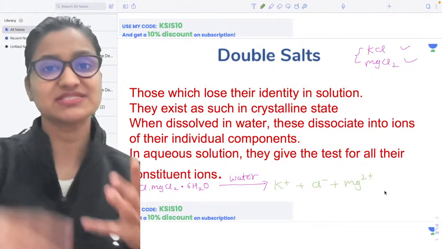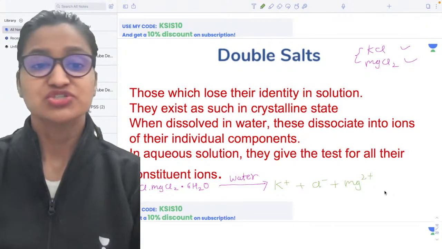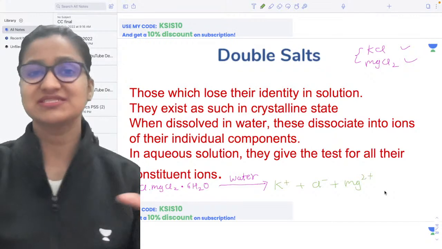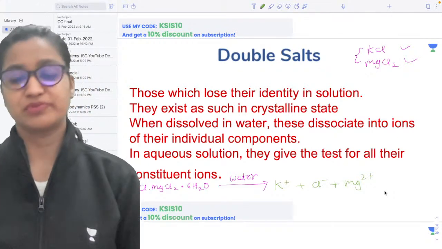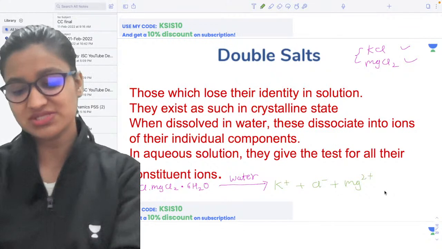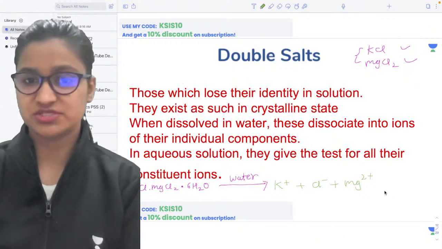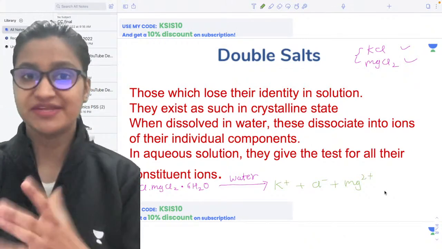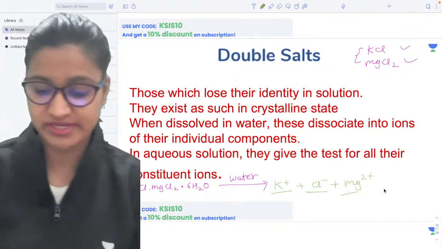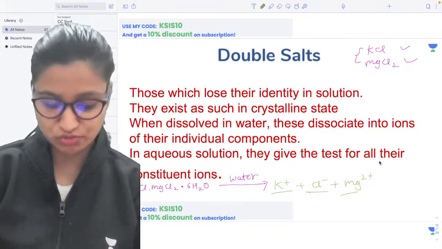Now if you test the solution individually for these ions, K positive, Cl negative, Mg2 positive, your test will come out to be positive, that yes, this individual ion is present in the solution. Okay, so this is a very important point. Those which lose their identity in the solution are called double salts. They exist as such in crystalline state. When dissolved in water, these dissociate into ions of their individual components. We just saw K positive, Cl negative, Mg2 positive all dissociated. And in aqueous solution, they give the test for all their constituent ions.